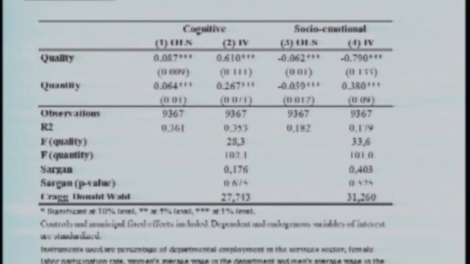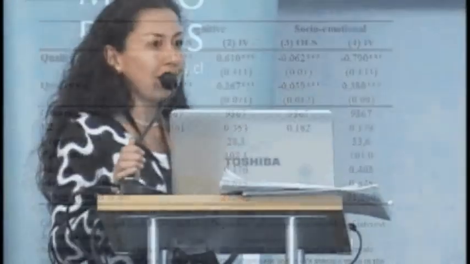But one important thing here is that in both cases, and most importantly in cognitive, the magnitude of the effect on quality is significantly bigger than the effect of quantity. And so what we did here is we standardized everything, the dependent and the explanatory variables, so that we can compare the magnitudes of the coefficients. And basically what we're finding is that quality is significantly bigger than the effect of quantity.